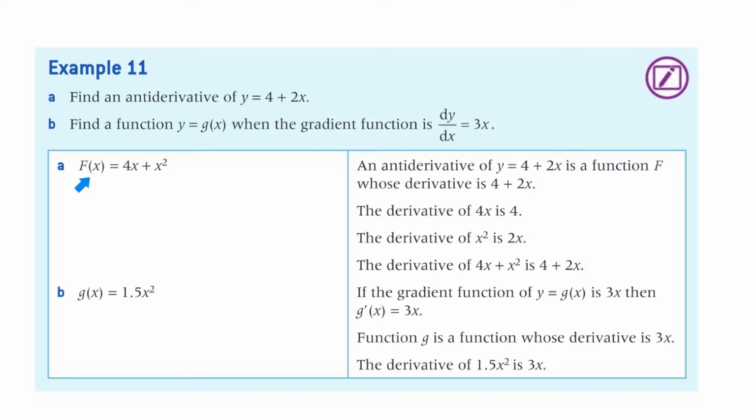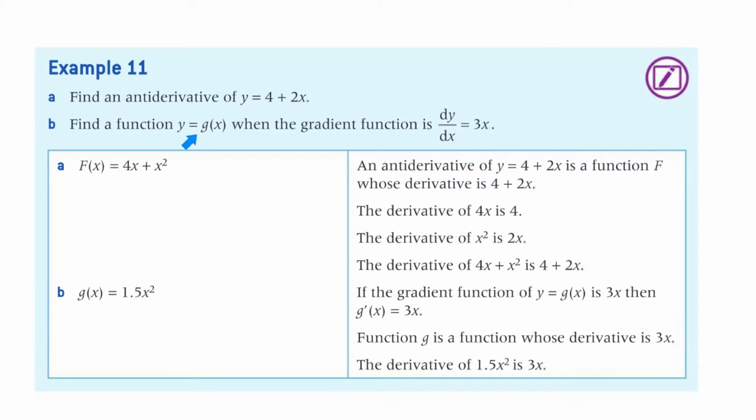They're using the capital F here. An antiderivative of y equals 4 plus 2x is a function F whose derivative is 4 plus 2x. Right? So when you find the antiderivative, you think of that as a derivative and you go back the other way. The derivative of 4x is 4. Okay, so if we go the other way, how did we get to 4? Well, the derivative of 4x would give us 4. The derivative of x squared would give us 2x. So we put those two terms together and we say the derivative of 4x plus x squared is 4 plus 2x. So the antiderivative of 4 plus 2x is 4x plus x squared.